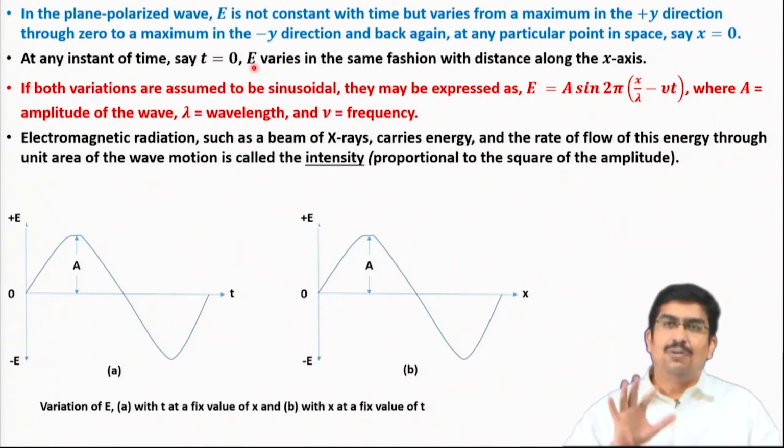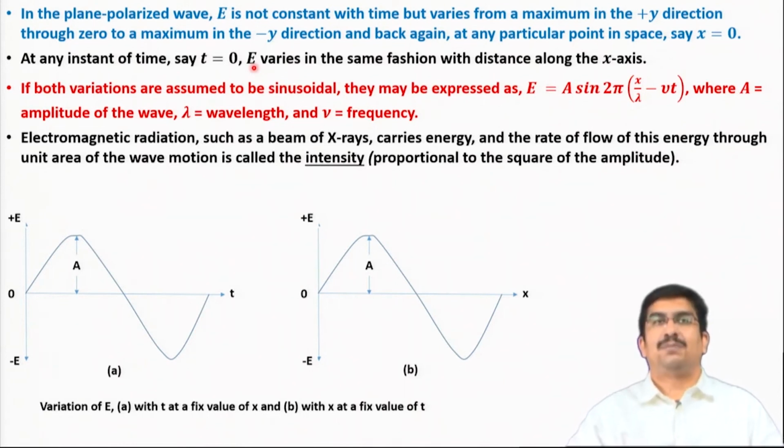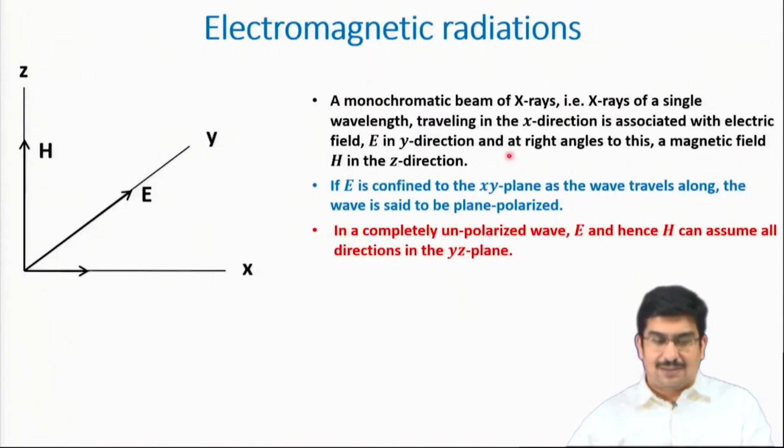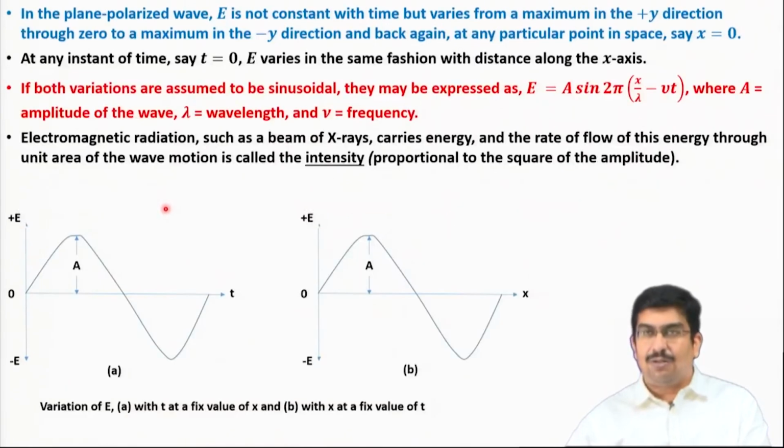Now, if we take one such plane polarized wave and consider the electric field, this E is not constant with time. The electric field vector varies with time, and it goes through a maximum in the y direction and then comes back to 0, and then goes to a minimum, another maximum in the minus y direction. So, at any given point x, the electric field vector has an almost sinusoidal variation with respect to time.